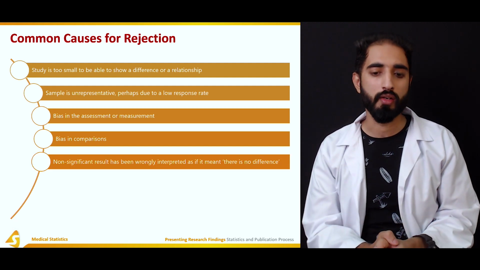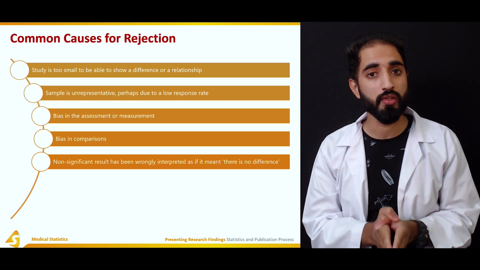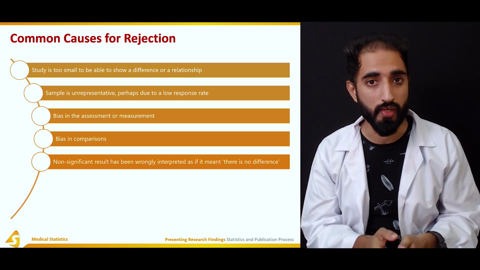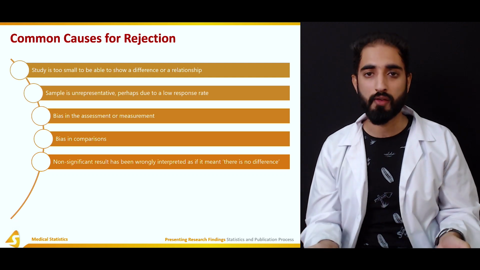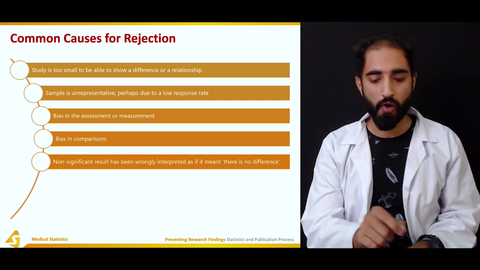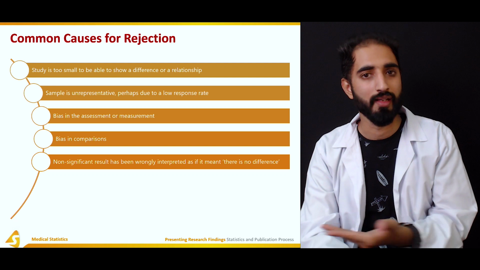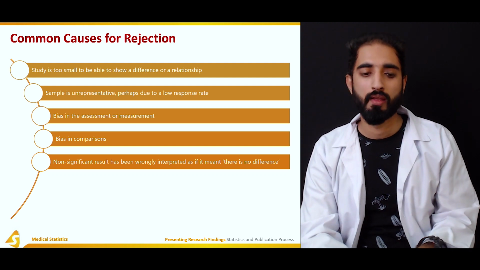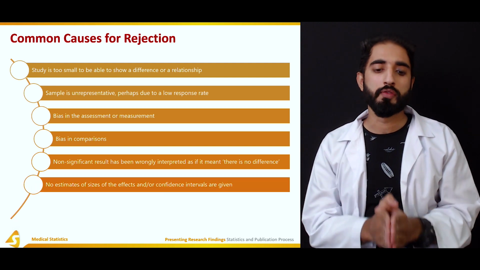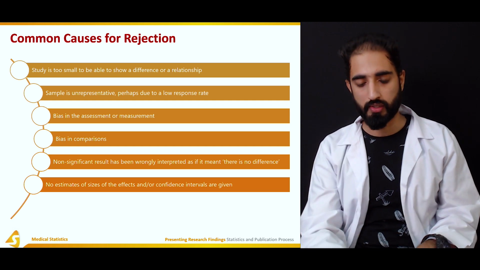Non-significant results wrongly interpreted as if they meant there is no difference. So non-significant, statistically not significant, does not mean that there is no difference. There is a difference, but it is not significant. So always keep that in mind and mention it appropriately. Mention it as non-significant. Don't mention that there is no difference. No estimates of size of the effects or confidence intervals are given. So always mention the confidence intervals.